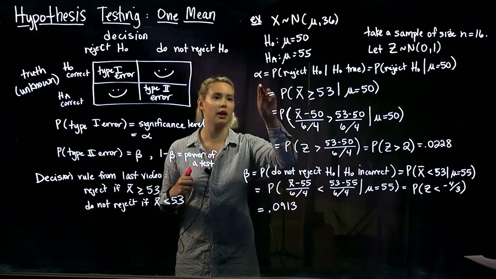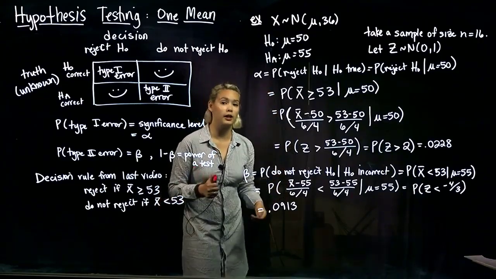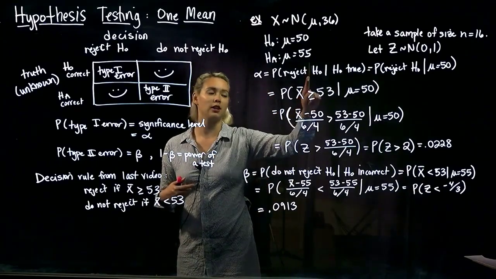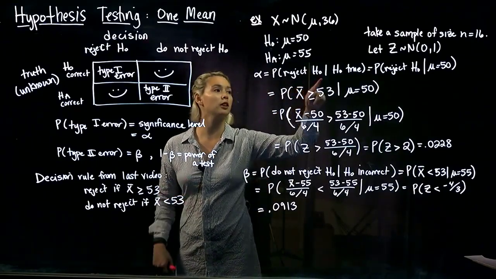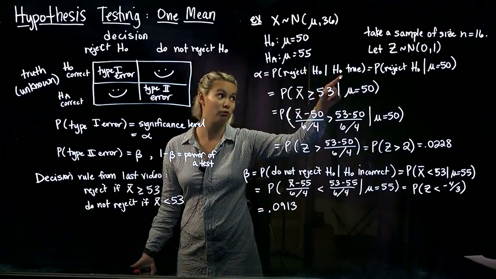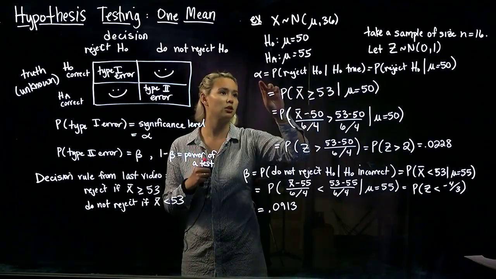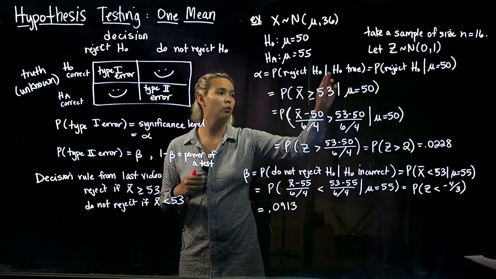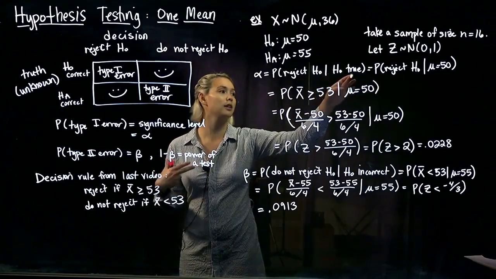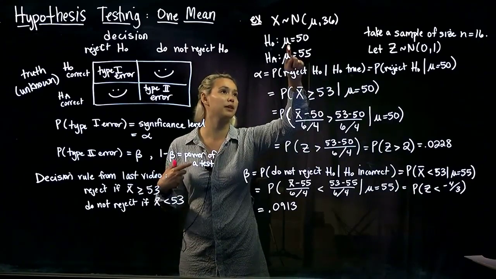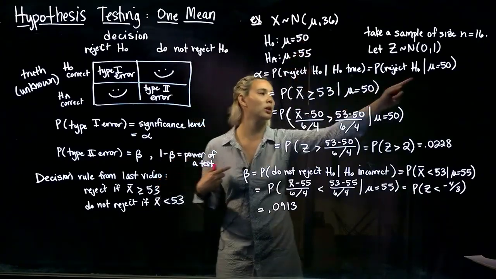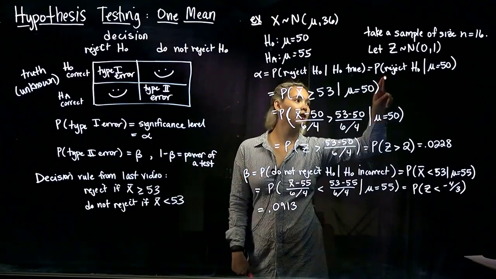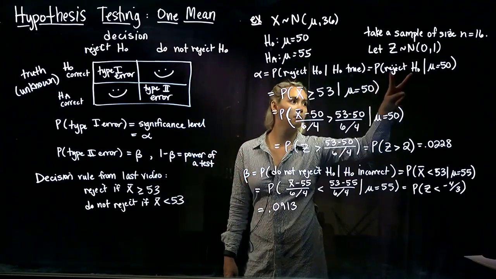Okay, so first let's start with alpha, the probability of a type 1 error. In other words, the probability of mistakenly rejecting the null. The probability of rejecting the null given that the null is actually true. Okay, so this is just the very general definition of alpha. Let's plug in what our null hypothesis is in our case. So in our case, our null hypothesis is mu equals 50. So we go ahead and plug that in there. So we have the probability of rejecting the null given mu equals 50.